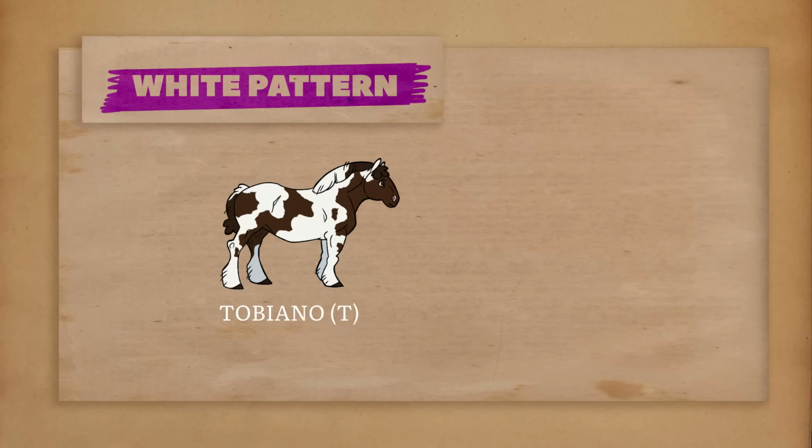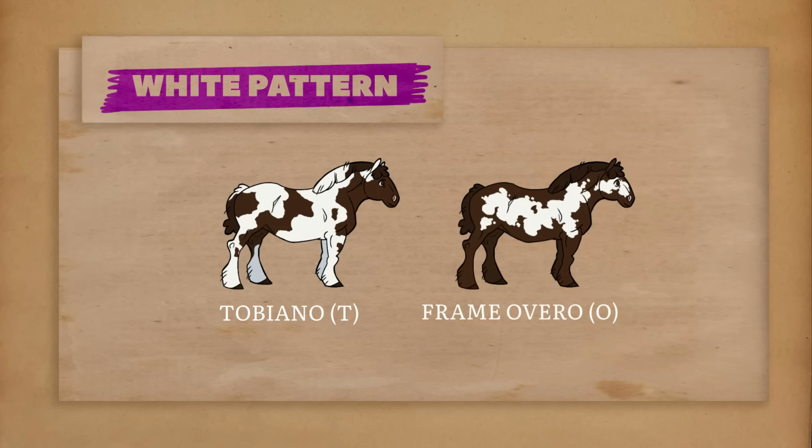Other common white patterns are Tobiano, which is represented by the letter T, and Tobiano causes white patches that can cross over the back. Another one is Frame Overo, which is represented by the letter O. Now, Frame Overo causes white patches on the sides but not on the back. If a horse is homozygous for Frame Overo, it can cause something that we call lethal white. Lethal white is, as it says on the tin, lethal. So any foal who carries two copies of the Frame Overo gene is not going to survive.